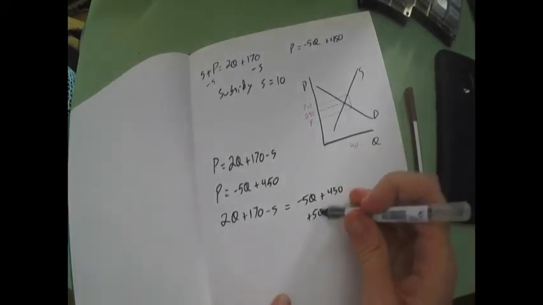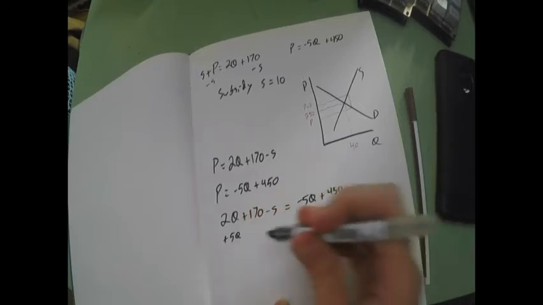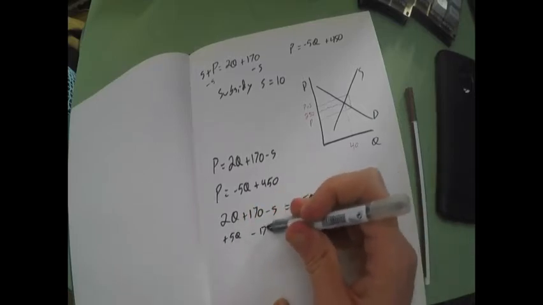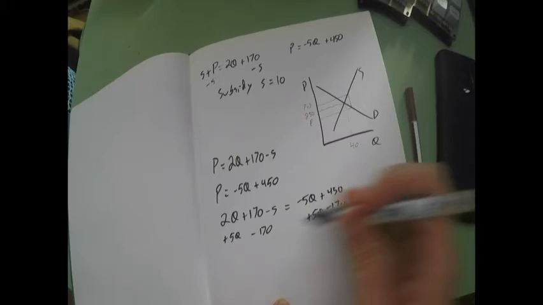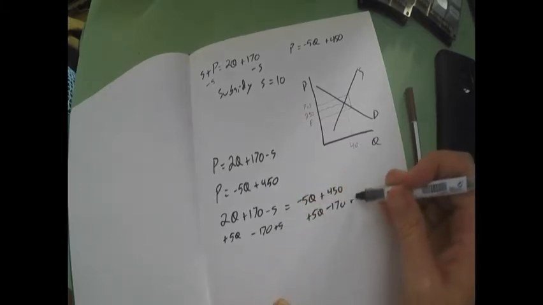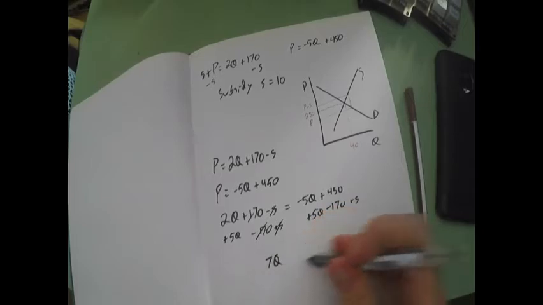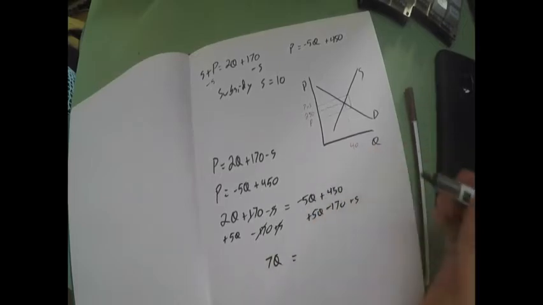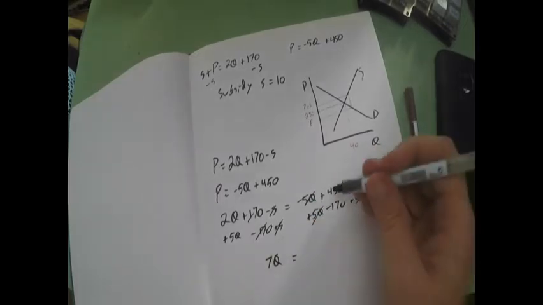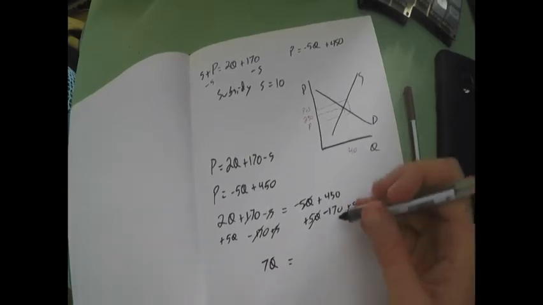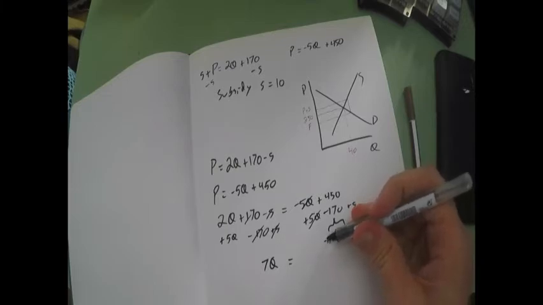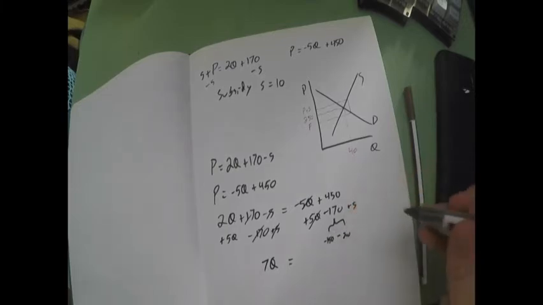We can add 5Q. We can subtract 170. And we can add S. That gets rid of this and this. We're left with 7Q equals, the 5 is gone. We've got 450 minus 170. 170 is the same as minus 150 minus 20.